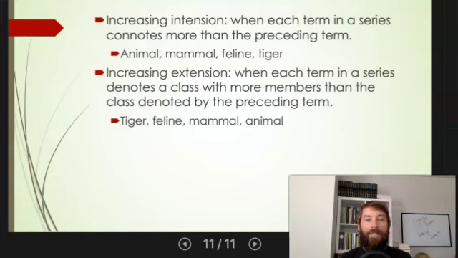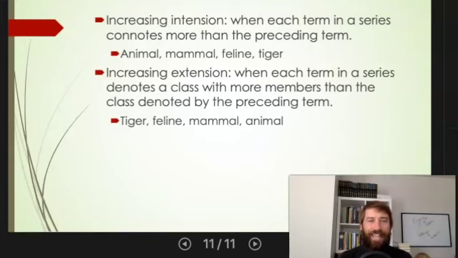All right, increasing extension is when the terms denote more and more things out in the world. So notice they're in the reverse order. When we go from increasing intension to increasing extension, the order reverses. When we think about the denotation of tiger, it's only going to refer to the tigers out in the world. And there are not that many tigers out in the world compared to felines. Because once we move up to felines, there's a whole lot more things we can point to, like house cats. And when we move to mammals, there are even more things that we can point to out in the world, like dogs and koalas. And finally, animals has the most of this series of terms.